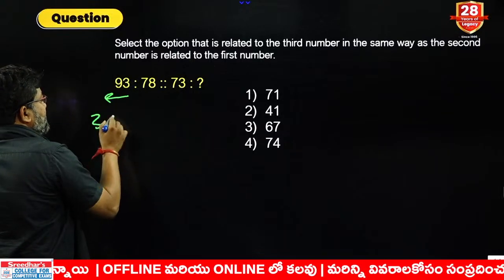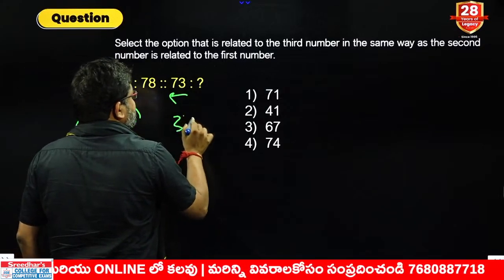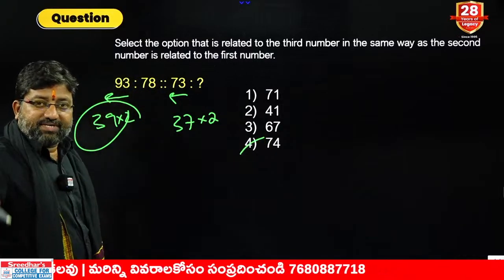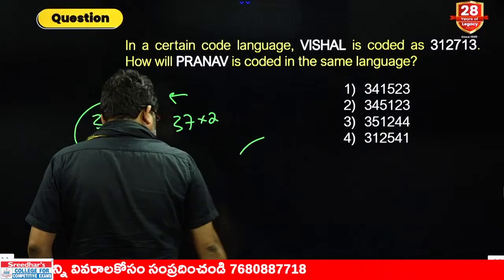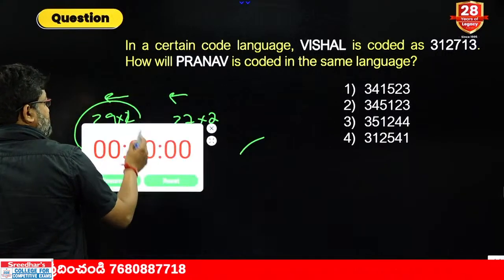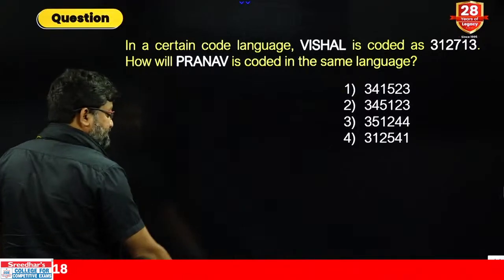Reverse of 39, 2 times is 78. Reverse of 73 is 37, into 2 is 74. Option 4 is my answer. Come on, the next question, fast.